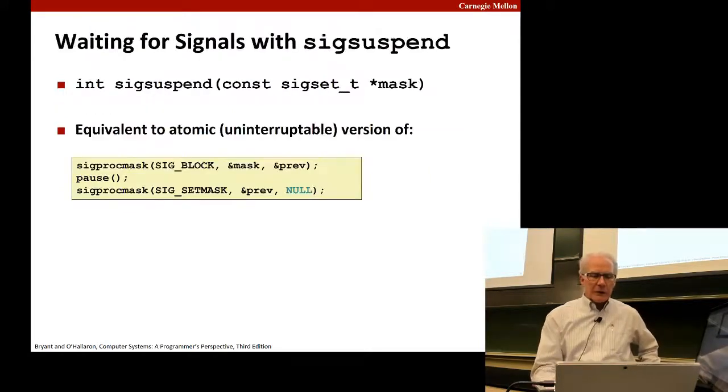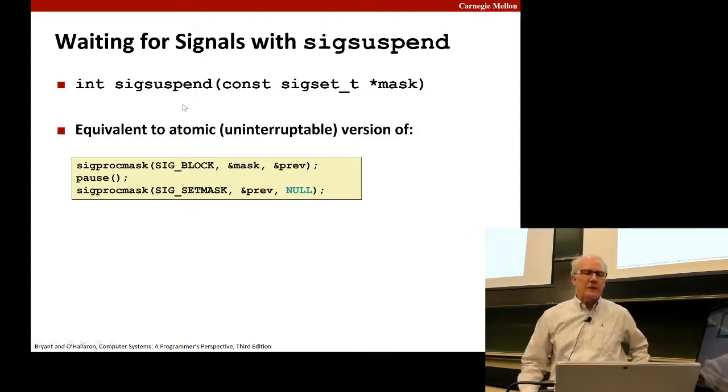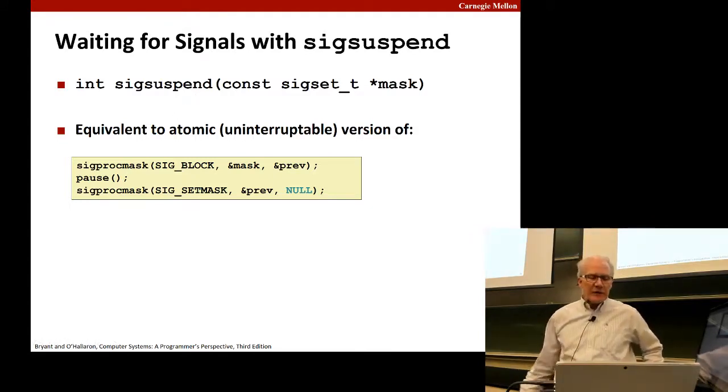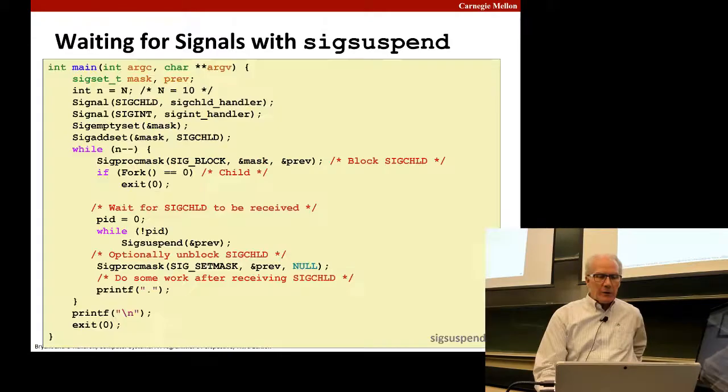So the trick is there's a special function available as part of the signal functions called sigsuspend. And sigsuspend is sort of a version of pause, except that you give it a mask, and it will apply that mask before it calls pause. And it is guaranteed to be atomic, meaning that it's not possible for anything to happen between setting this mask and calling pause.